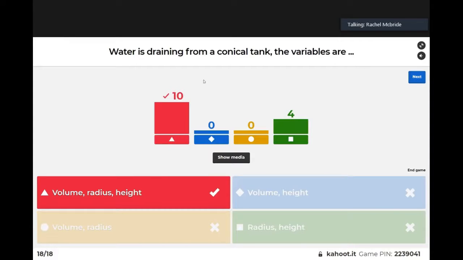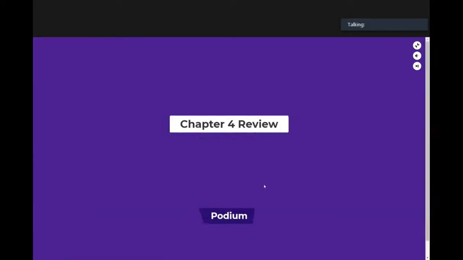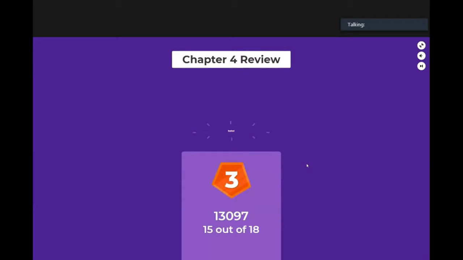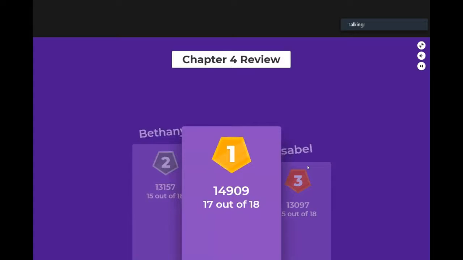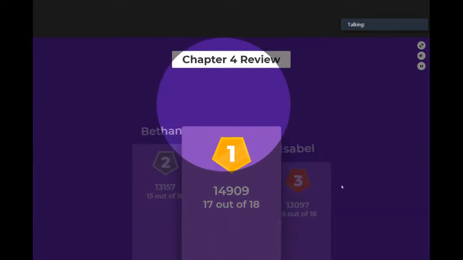Okay, variables for water are volume, radius, height, because the radius and the height don't have to be changing equivalent to each other. So that's where you have to come up with your relationship between R and H and use it to find dV/dt in terms of one variable. Okay?